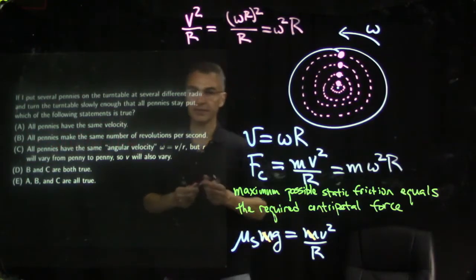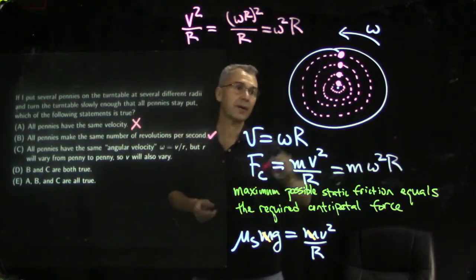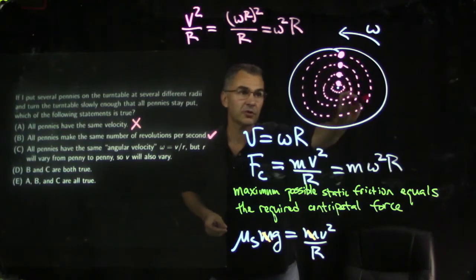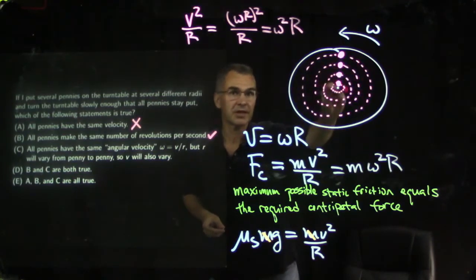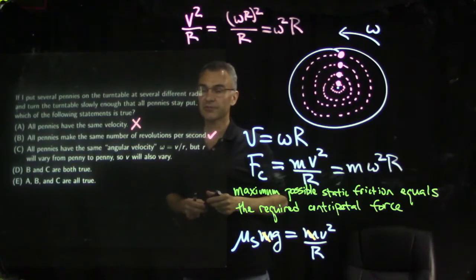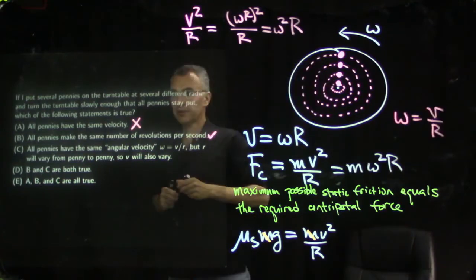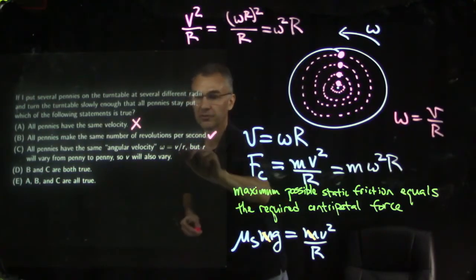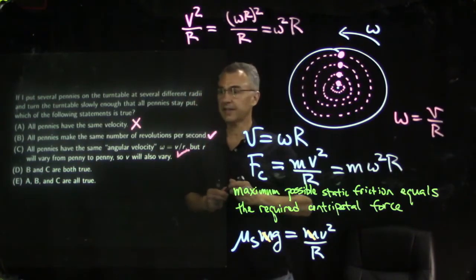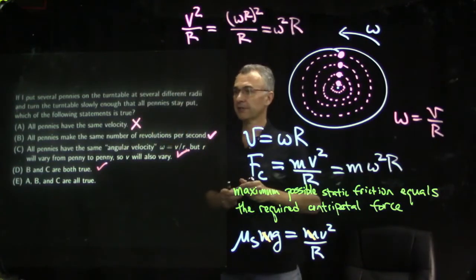Well, I think I like that. I don't think they all have the same velocity, because you imagine this one has to go around a much bigger circle in the same time as this one goes around a smaller circle. All pennies have the same angular velocity, omega. Omega equals v over r. But r will vary from penny to penny, so v will also vary. So I think B and C are both true. Yeah, so I think I like answer D here.